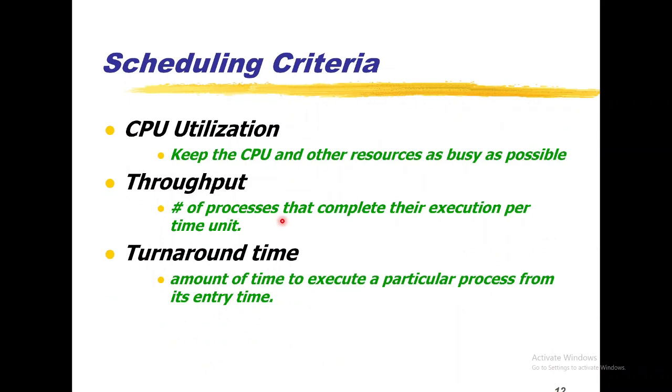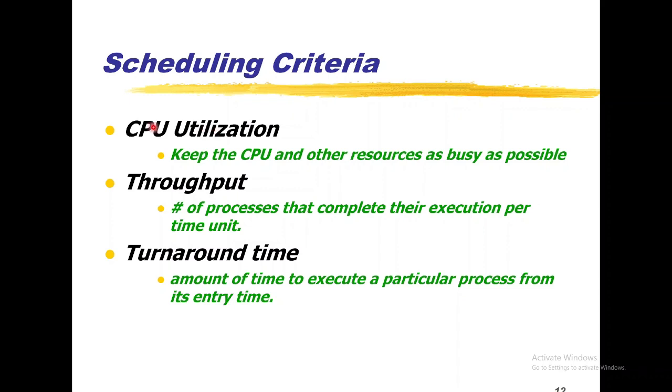Let's look at some of the criteria that we look at when scheduling. One of them is CPU utilization. CPU utilization keeps the CPU and other resources as busy as possible. It is usually how many processes are executed by the CPU within a certain time unit, because the aim is to keep the CPU and other resources as busy as possible.